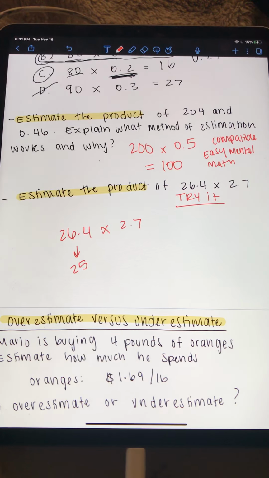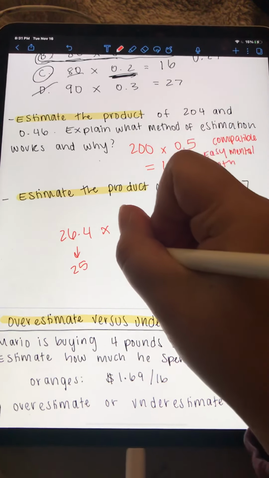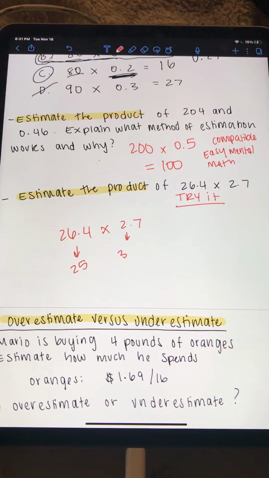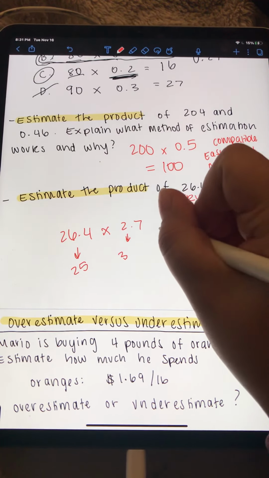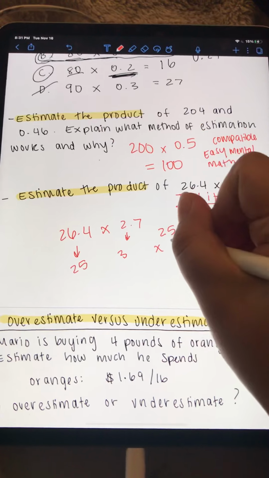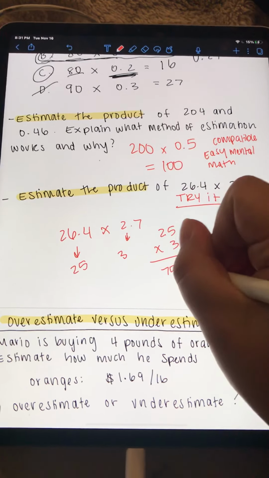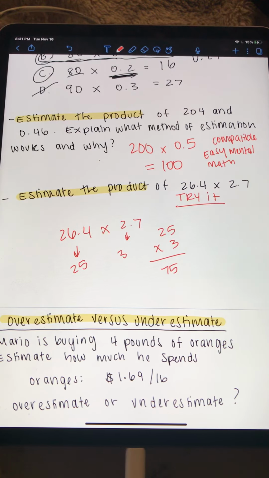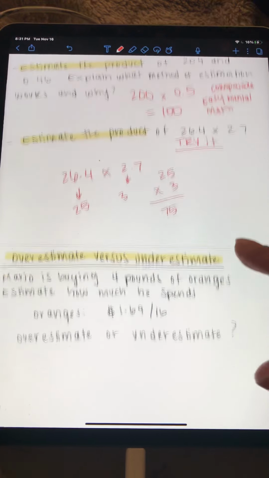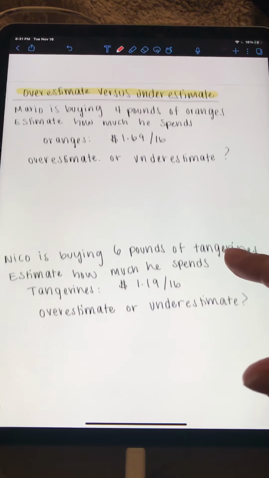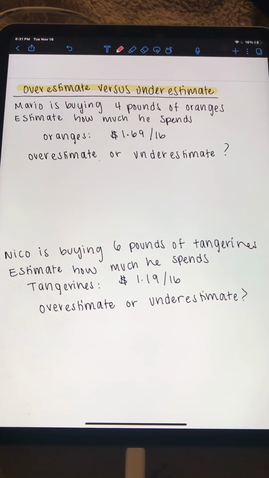And 2.7 is very close to 3, okay? So now what we're doing is 25 times 3, right? And we will get 75, right? Because we know a quarter is 25, 3/4 are 75 cents. That's the whole point, is getting values we're very used to using so that we can do the math quicker, okay? So now let's talk about the idea of overestimating and underestimating.